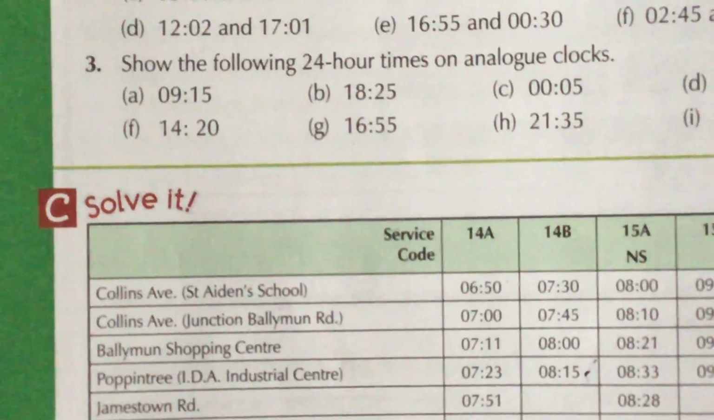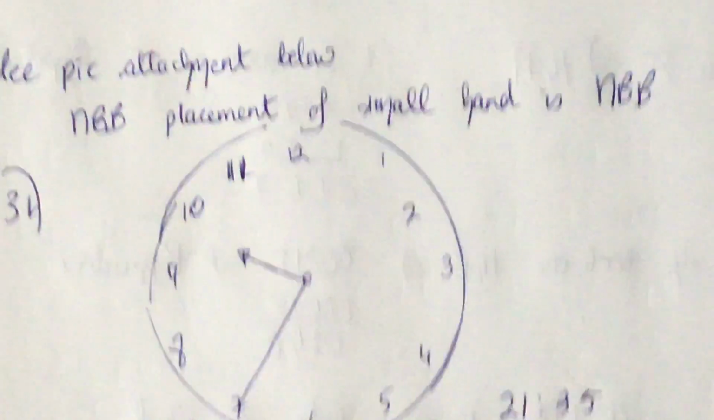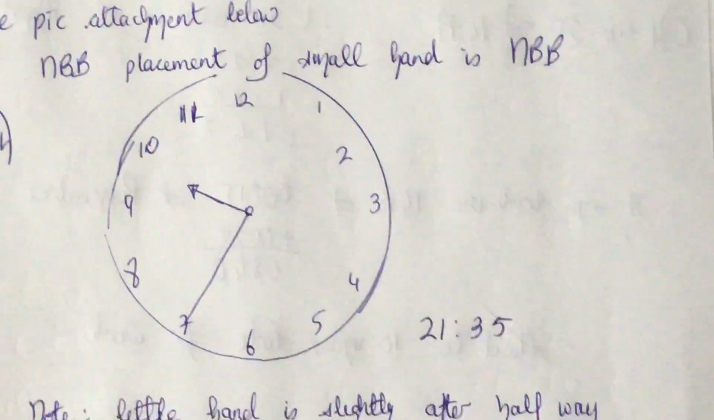Now, the next thing it says, show the 24-hour times on the analog clock. So that's grand. I have a picture attached below because I'm not drawing out all the clocks and they're very easy, guys. But there's a most important thing I want to draw your attention to. The placement of the small hand is very important.